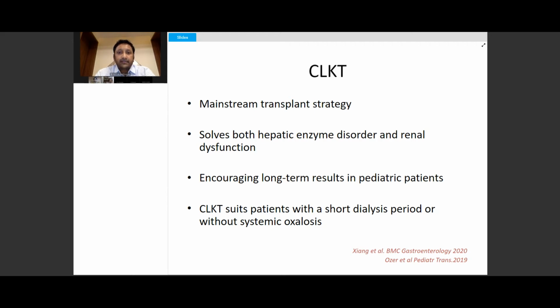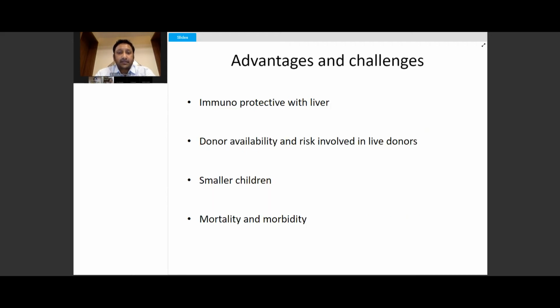The advantages and challenges in a combined liver kidney transplant are, one, the advantage: it can be immunoprotective if taken from a single donor. The donor availability and the risk involved in the live donors can be challenging at times in doing it from a single donor. And smaller children can be limiting factors given the narrow abdominal cavity. The mortality and morbidity are still high when compared to a sequential procedure. However, in the last decade, the improvement in the surgical techniques has decreased the mortality rate, but still the morbidity rate is quite challenging for patients, for surgeons and the hepatologists in the post-operative period.